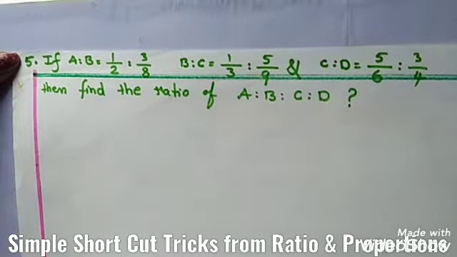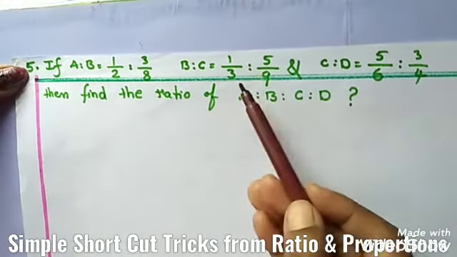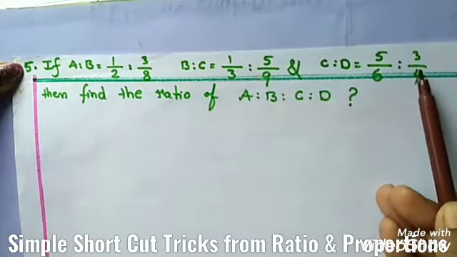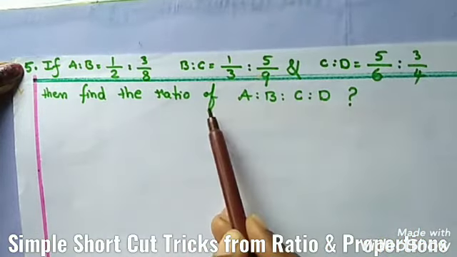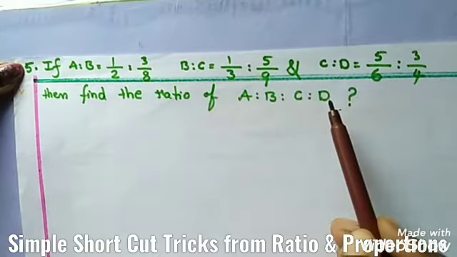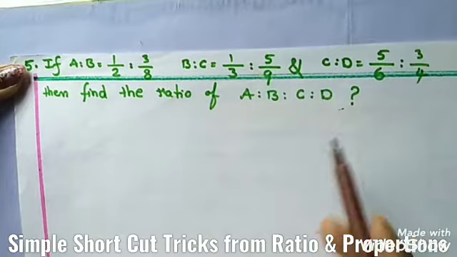If A is to B is equal to 1 by 2 is to 3 by 8, B is to C is equal to 1 by 3 is to 5 by 9 and C is to D is equal to 5 by 6 is to 3 by 4, then find the ratio of A is to B is to C is to D. They have given in the form of fractions, so you have to convert them into ratios.